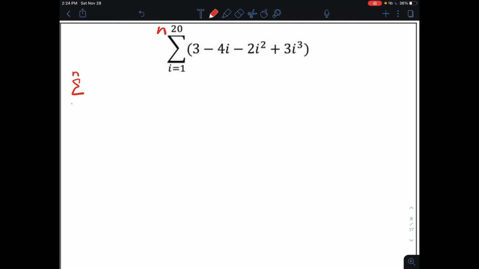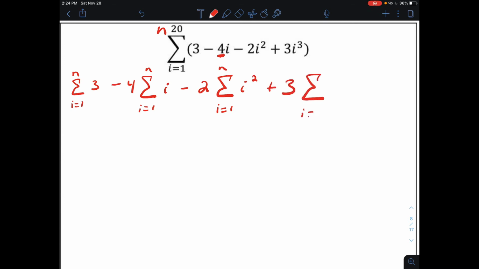So I'm going to go from I equals 1 to n of the summation of 3 minus, now we also have properties of sigma where I can pull coefficients out from inside. So I'm going to write this as 4 times the summation of I equals 1 to n of just I, and then minus 2 times the summation. I can pull constants out, that's what I'm doing, and multiply them to their summations. And I'll pull the 3 out here for the last part: I equals 1 to n of I cubed.